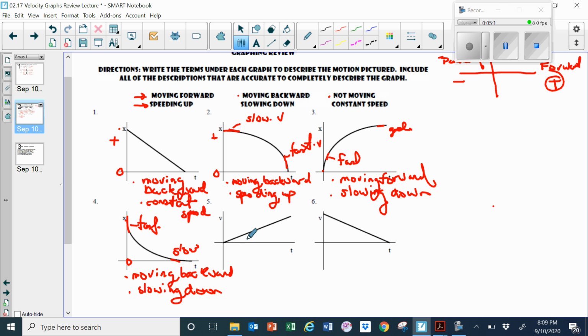Okay, so let's go to this one. This is a velocity time graph. You notice these aren't the same. These are all 1 through 4, all positions. This is a velocity time graph. Okay, well, this shows an increasing velocity, increasing at a constant rate. And it's positive. So here, you've got a positive velocity, right? So you're moving forward.